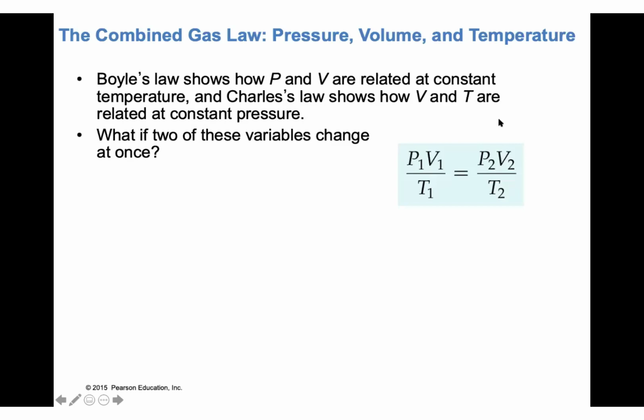This is the combined gas law, guys. Basically, it's the combination of Boyle's law and Charles' law. P1 V1 divided by T1 equals P2 V2 divided by T2. Which one is constant here, guys, based on the four symbols we talked about? The number of moles is constant here.